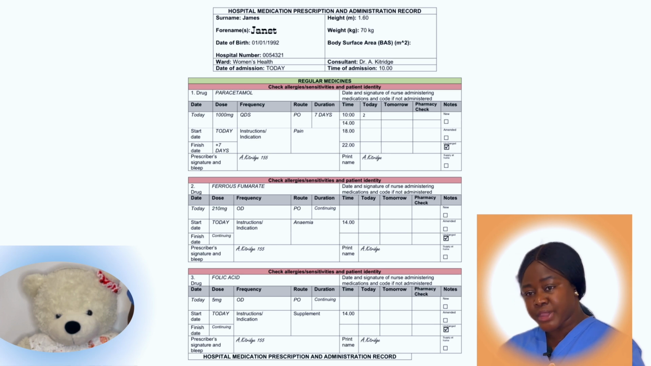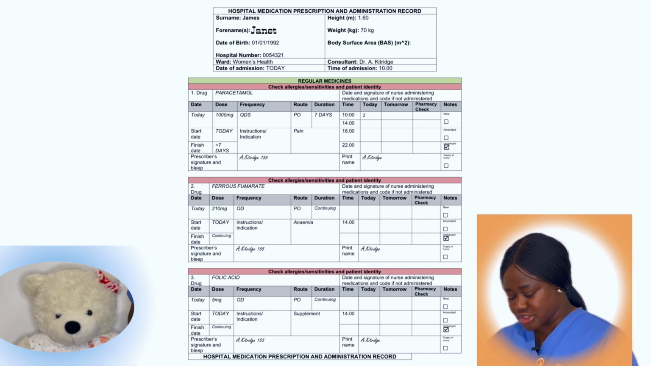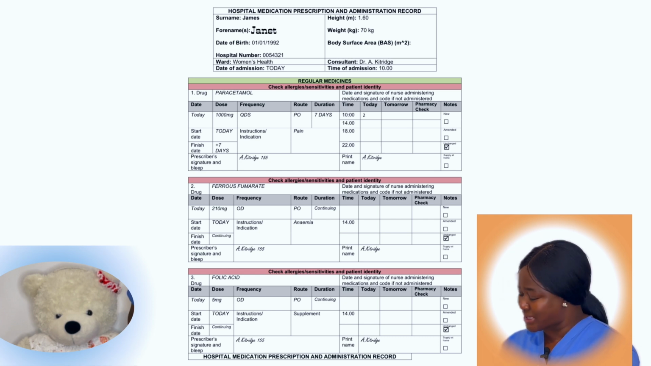Instruction is for pain. Duly signed by Dr. A. Kittredge, blip number 155. Paracetamol is for pain, and some of the side effects could be nausea and vomiting, which you may experience and you may not experience. This prescription is valid, legible, and complete. However, you had paracetamol under start dose.